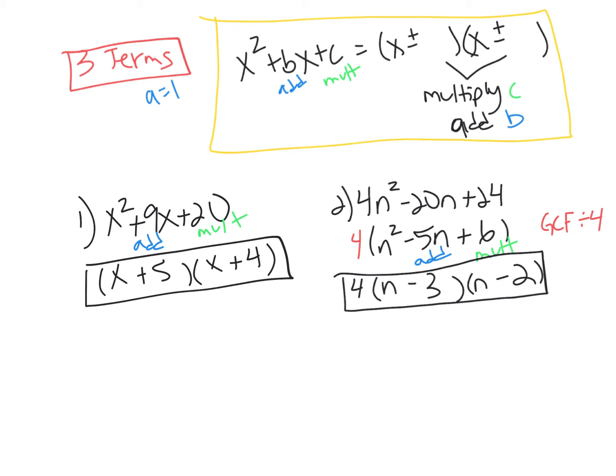And again, how can you check this? You could FOIL it out, or you could graph. This graph should match exactly with the graph of 4n squared minus 20n plus 24.